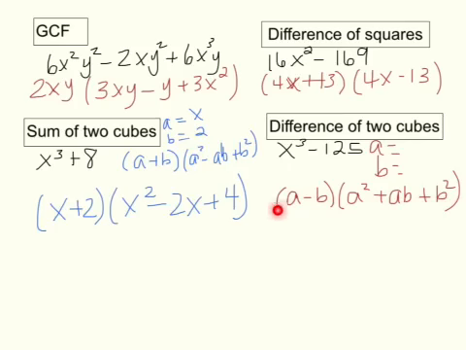Okay, this will be given to you on the test also, but you need to recognize this and know how to plug them in. So the cube root of x cubed is 1x, and the cube root of 125 is 5. So I'm going to plug them in. So A minus B is x minus 5. A squared is x squared. A times B is 5x. And then B squared is 5 squared, which is 25.